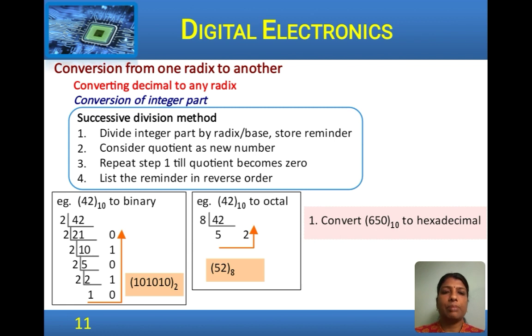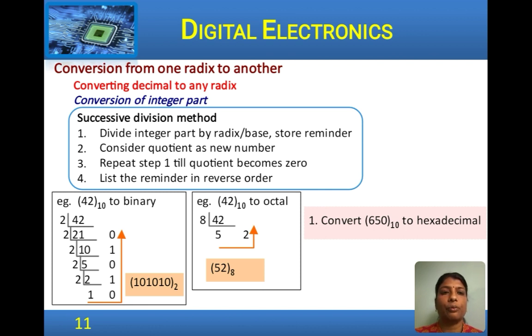First the integer part is taken and divided by the radix or base to which it should be converted, and then the remainder is stored. Next, the quotient is taken and again divided and the remainder is written. This is proceeded till the number cannot be divided by the radix any longer. So, take the example of 42 to the base 10 to convert to binary.